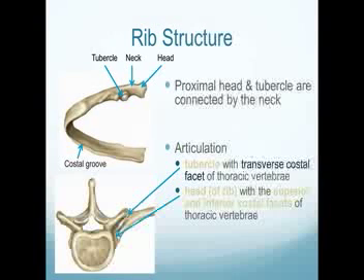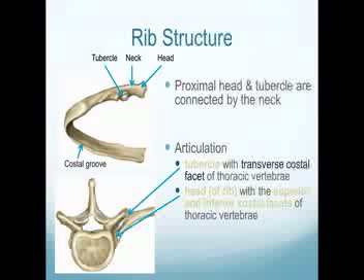But there are a couple features that I want to point out here. First, you're going to have something called the proximal head, and then you're going to have the neck, and then something called the tubercle. The tubercle and the head are separated by this neck, meaning the neck's in the middle of it. Okay? We then also have this costal groove. It's this little groove that runs along the rib there.